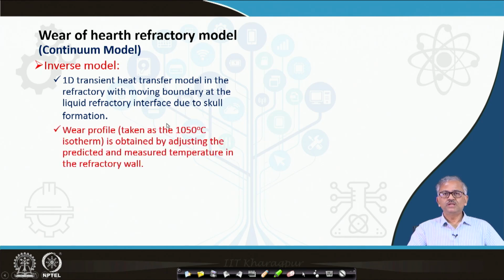And the wear profile is basically calculated, taken as the 1050 degree centigrade isotherm, that is basically the solidus of the Fe-C system, iron carbon liquid. Because at the saturation level, when the carbon is saturated, the liquidus of the iron becomes very low. 1050 we have taken at very high concentration of carbon. So basically the liquid will solidify at this temperature, adjacent to the brick wall.